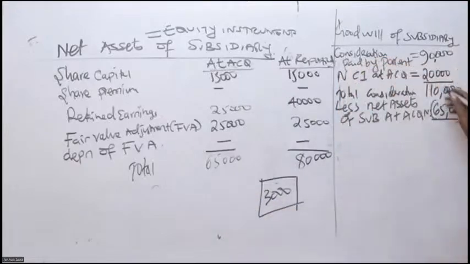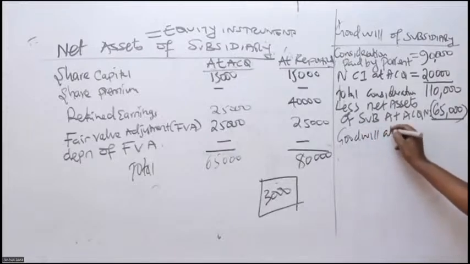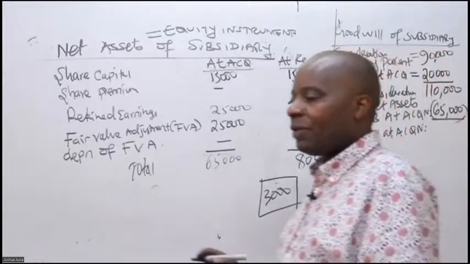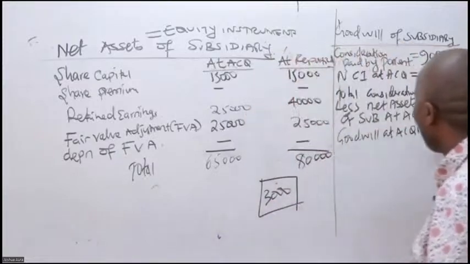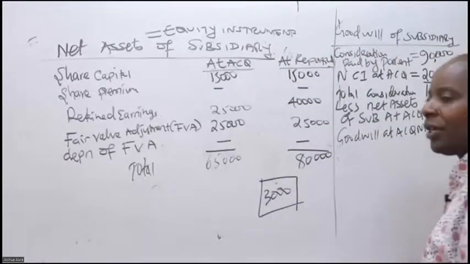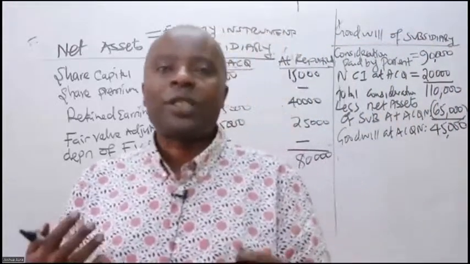So then what we have here is goodwill. This will be called goodwill at acquisition. Goodwill at acquisition will be 110,000 minus this 65,000, which gives me how much here, somebody? Which gives me 45,000. Thank you very much.